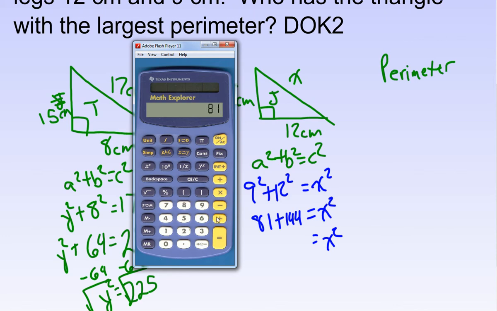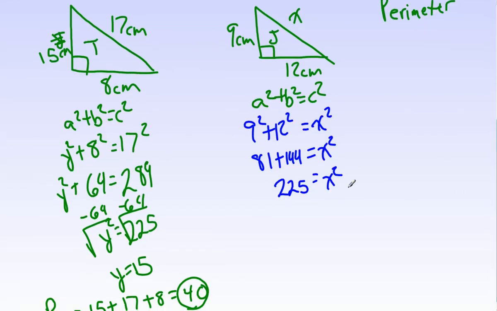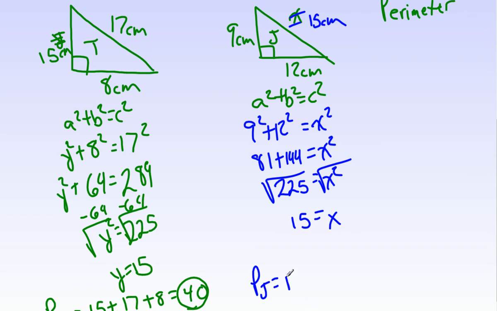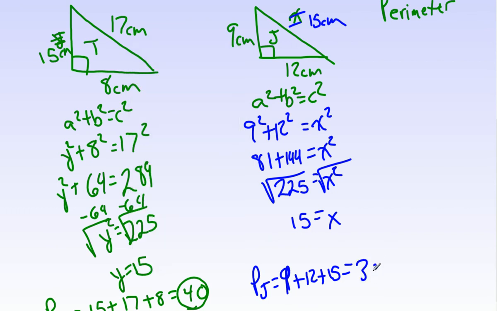81 plus 144 is 225. That one rings a bell again. Square root each side, and I'm going to get x equal to 15. So this side here is 15 centimeters. So now I have enough information to find the perimeter of Jasmine's triangle. You'd take 9 plus 12 plus 15 equals her perimeter. 9 plus 12 plus 15 equals 36.